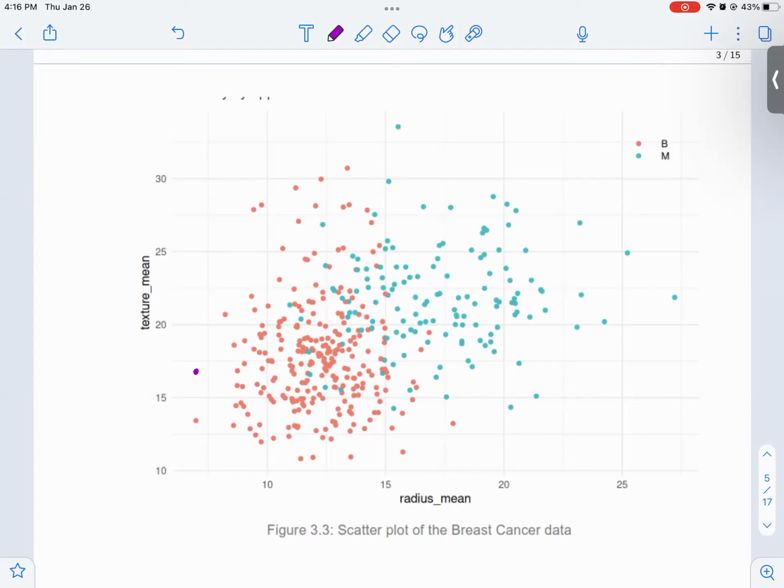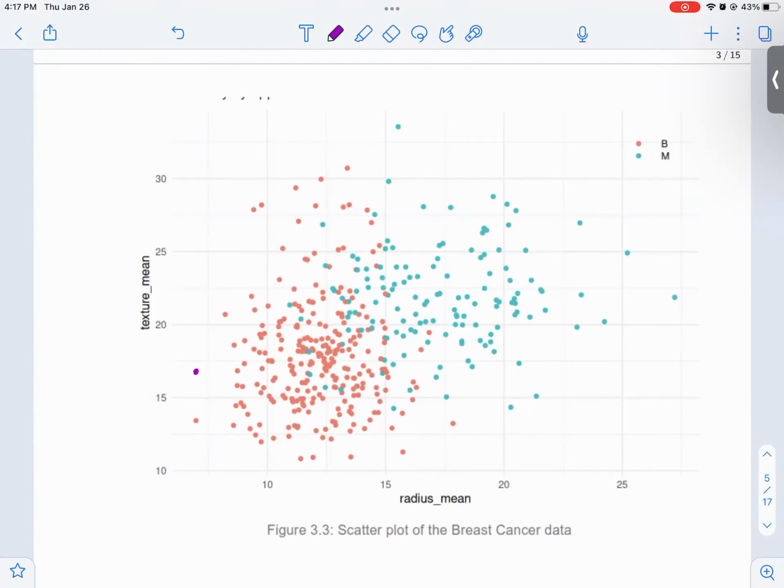But just visually, let's say you don't know anything about classification. If I give you this picture and give you another new point, can you classify? Yeah, this is most likely going to be benign. If it's on the right side, then most likely. Right, there seems to be a side here.